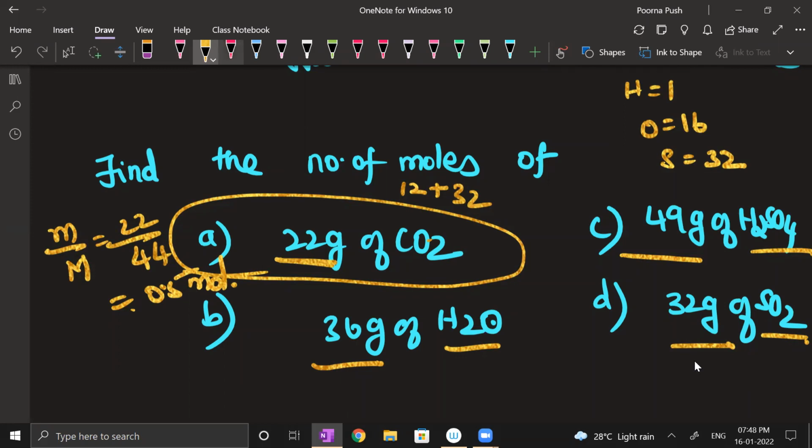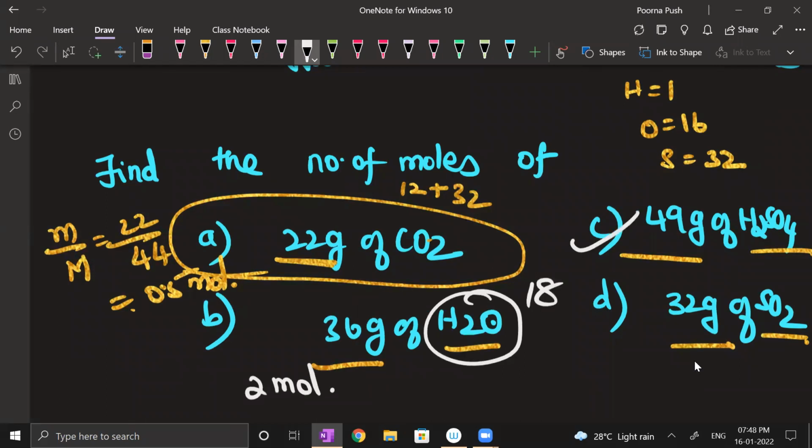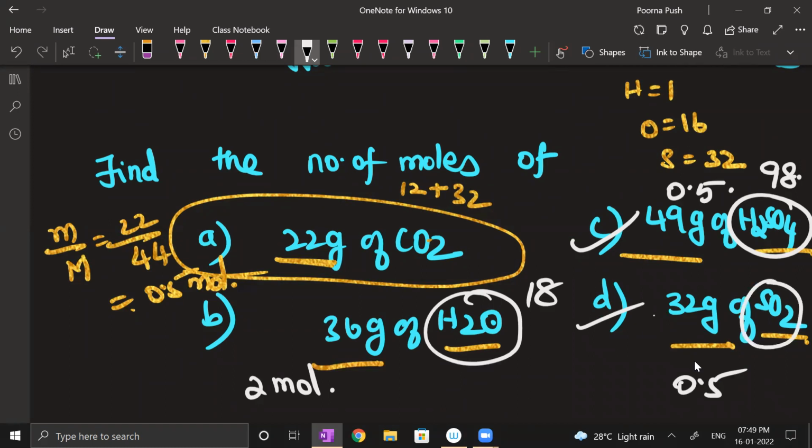What is the answer for B? 2 moles, because it's only 18. So 36 by 18 is 2 moles. What about C? 0.5. Yes, because this is 98. So 49 by 98 is 0.5. B is also 0.5 because 32 divided by 64. This is 64.